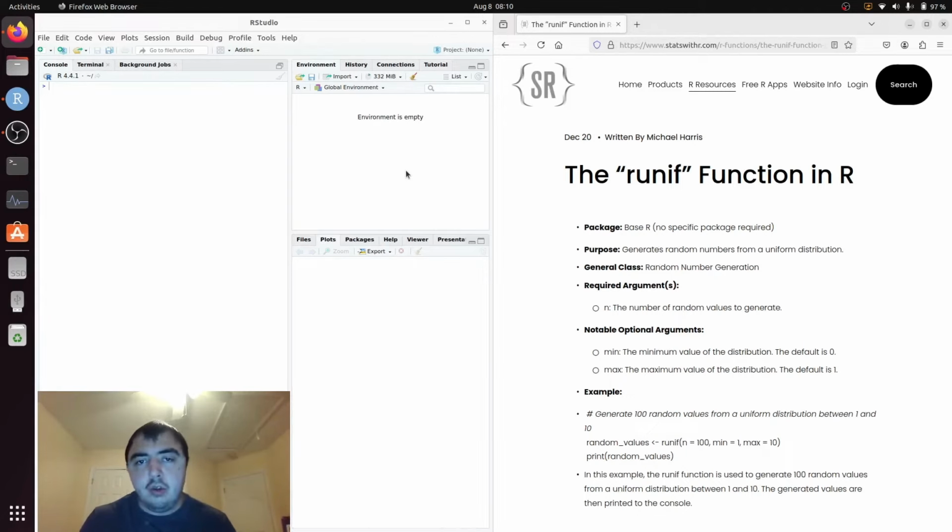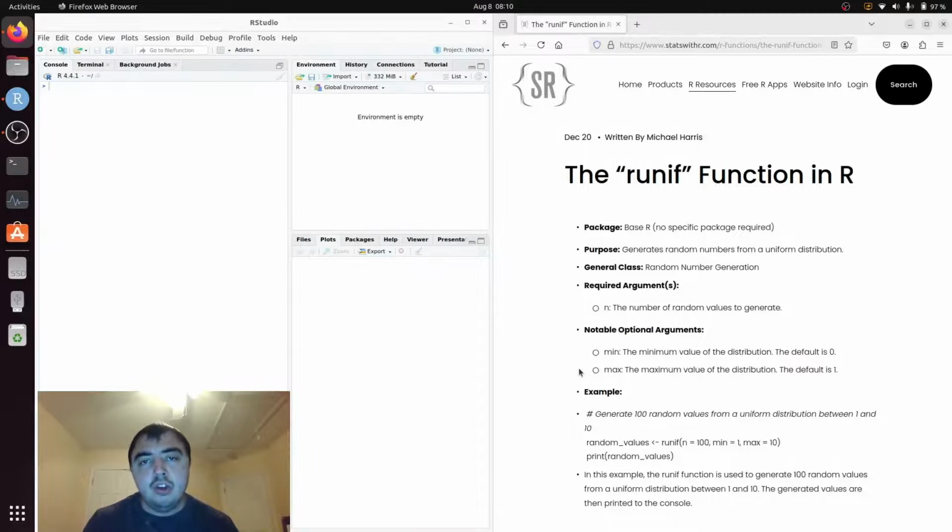Today I'm talking about the runif function in R. The runif function generates random values from the uniform distribution. The only required argument is n, the number of values you want to generate. Minimum and max are optional arguments. If you do not specify them, the default is 0 and 1.